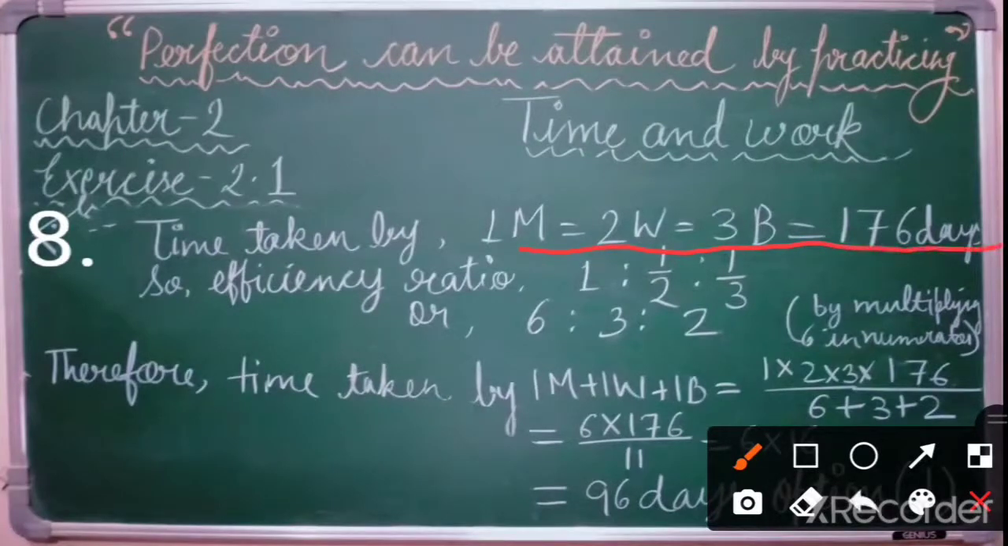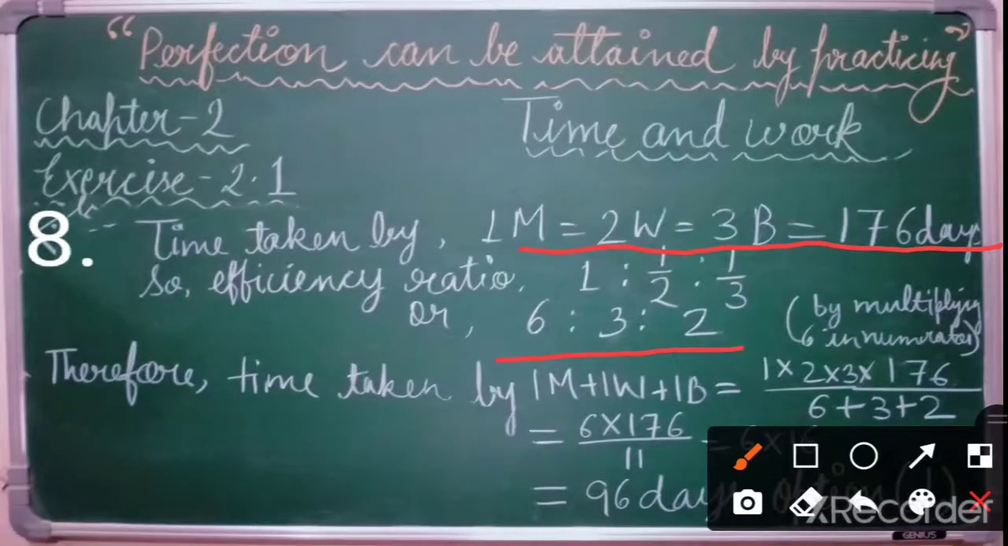Okay, so how will we find out their efficiency? Efficiency is nothing but the inverse proportion of their time taken. So this would be 1 ratio 1 by 2 ratio 1 by 3 for men, women and boys respectively. When we take the LCM, you will get 6. So multiply the numerators by 6. The efficiency would be 6 ratio 3 ratio 2.